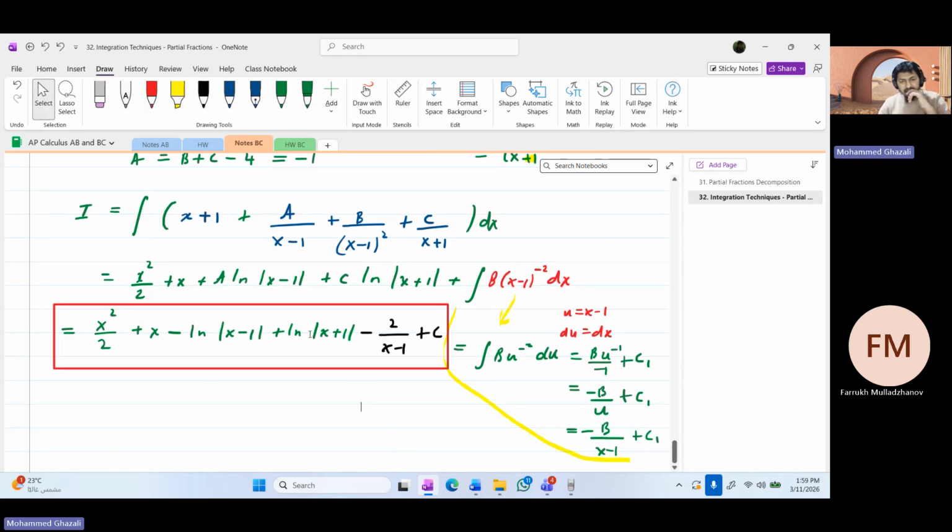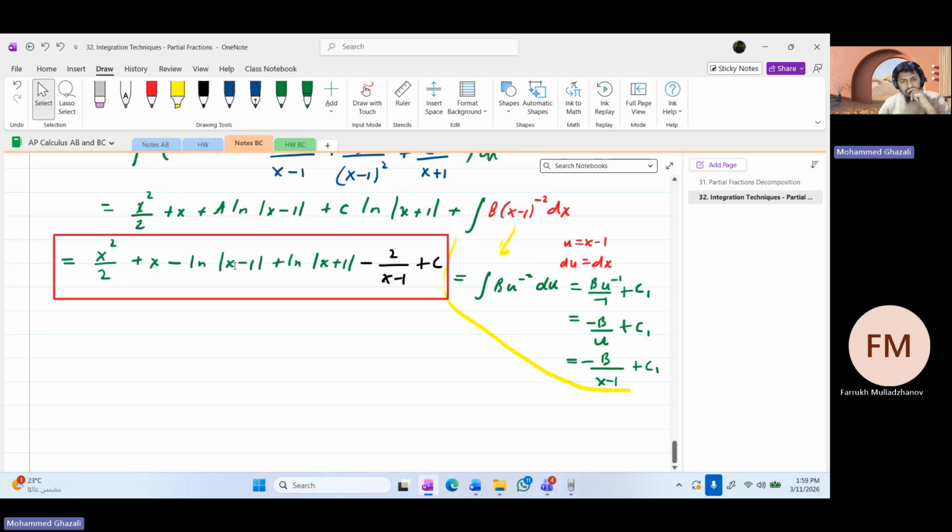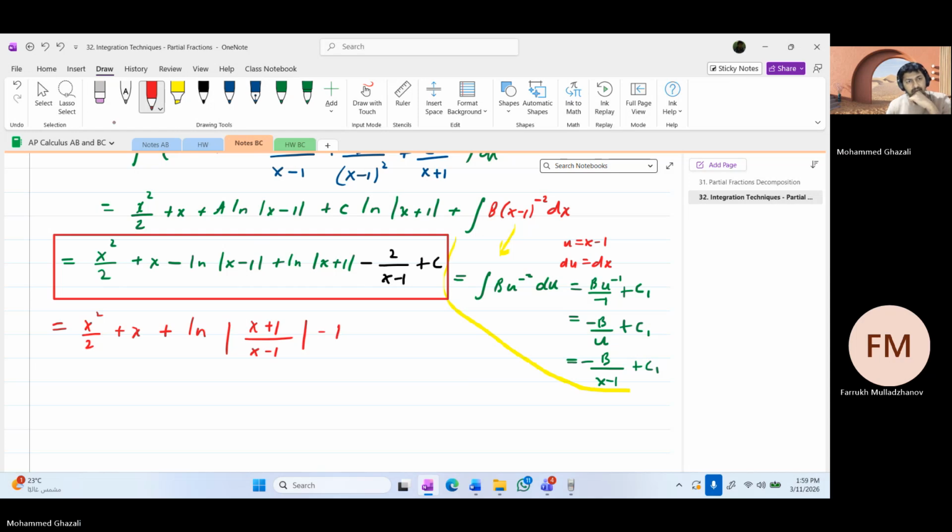Remember, I'm not combining anything here. If you're going to try to combine the two ln terms together, you can do that. When you combine them, it's going to say ln of x plus 1 will go up, and x minus 1 will go at the bottom because of the minus. Okay, and that's the answer.